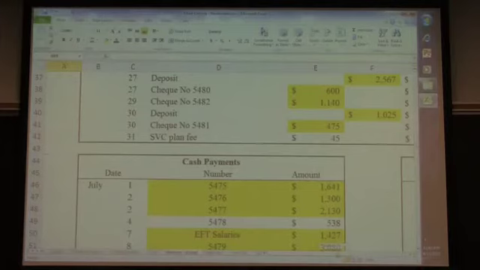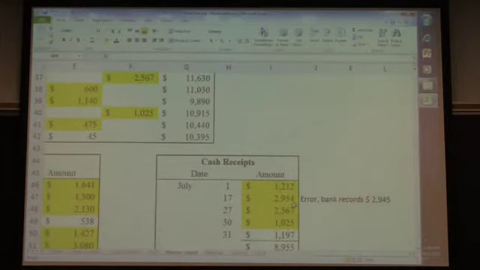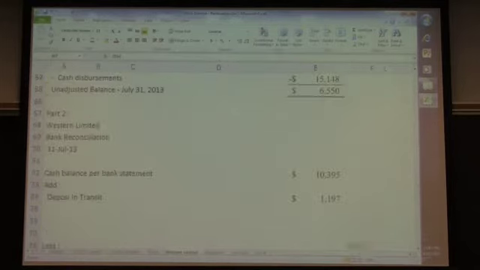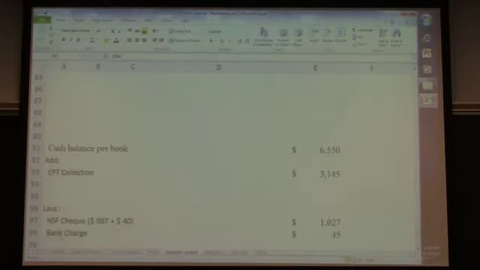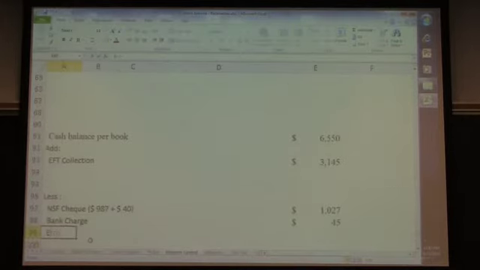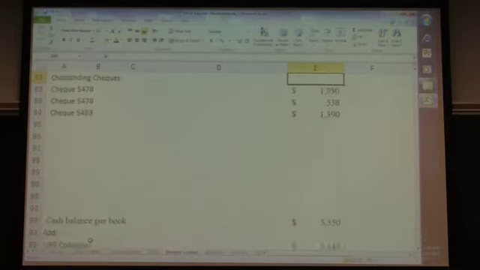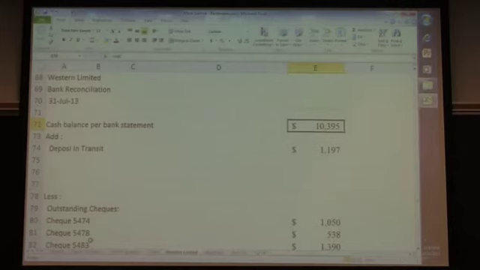And the last thing, as we have identified earlier, we do have an error that we have to correct because we have deposited $29.45, but in fact we recorded as $29.54. So there's a $9 reduction in cash. I've got to account for that here too. So that should be all our reconciling items. So let's see if we can balance the bank reconciliation here.